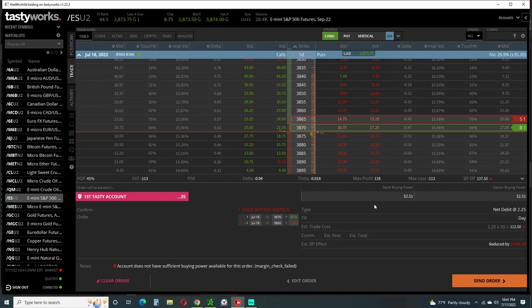So this is how you can trade futures with a small account. Simply put, trading futures with a small account, futures options.